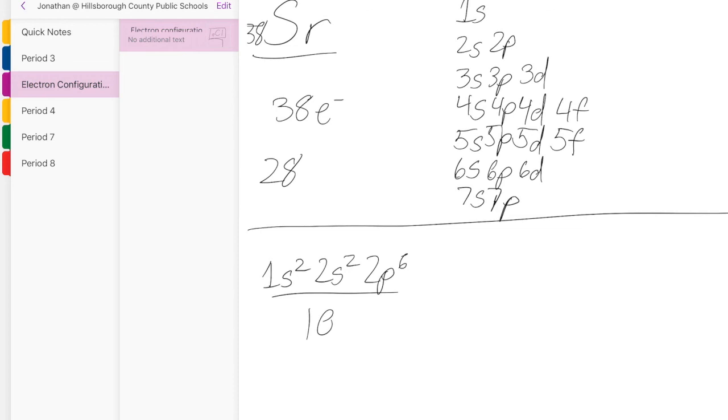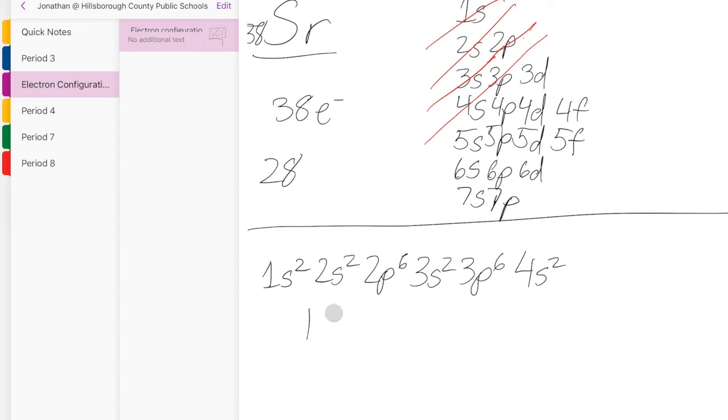And we've done 1s, 2s, 2p. Now we need to do 3s. So let's write 3s2, because s always has 2 electrons. And then we're going to continue on. We're going to go 3p, 4s. So 3p6, 4s2.